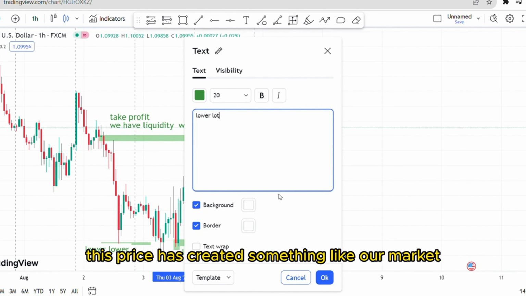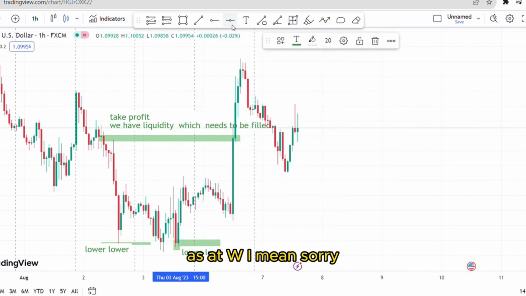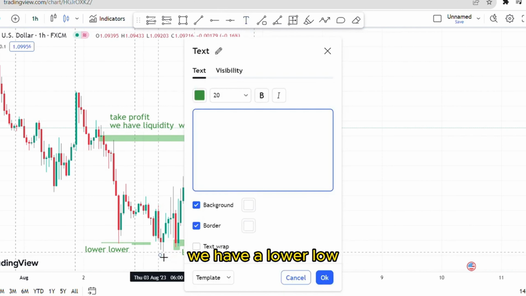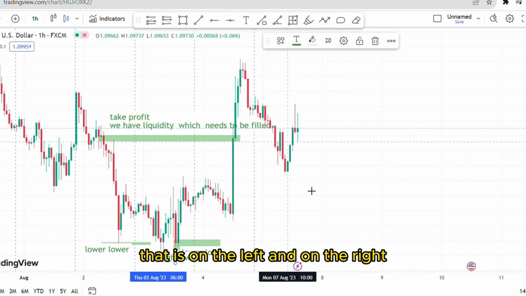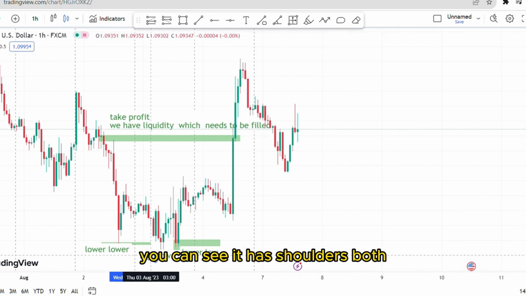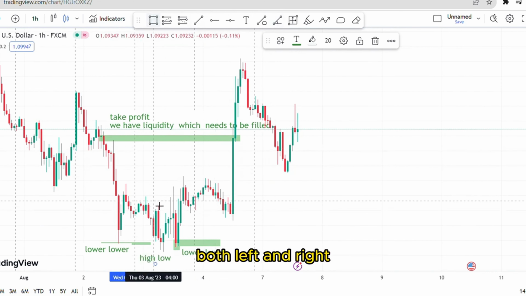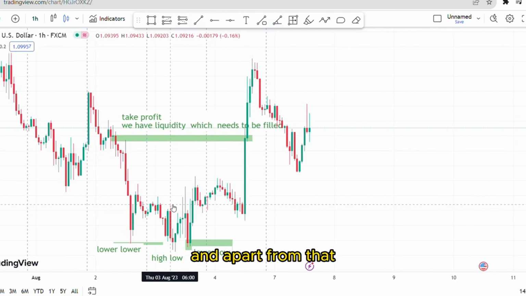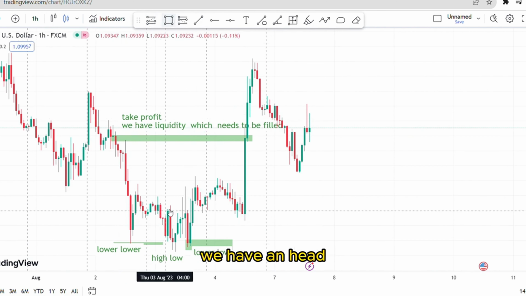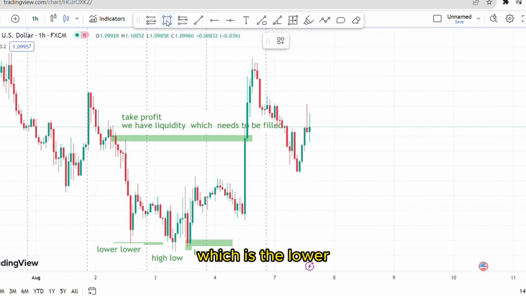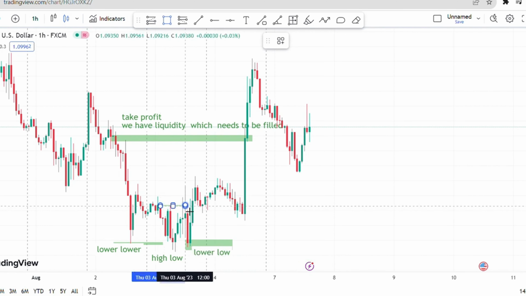So as you can see, price has created something like a W on our market, sorry. So we have a lower low on the left and a lower low on the right. It's like a shoulder. You can see it has two shoulders, both left and right, and apart from that we have the head, which is the higher low.